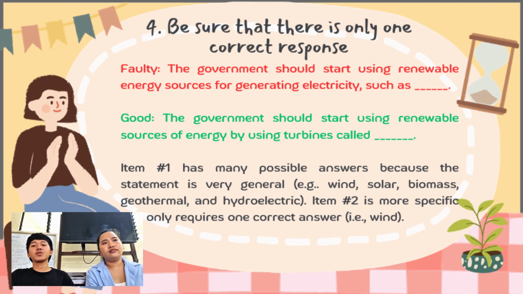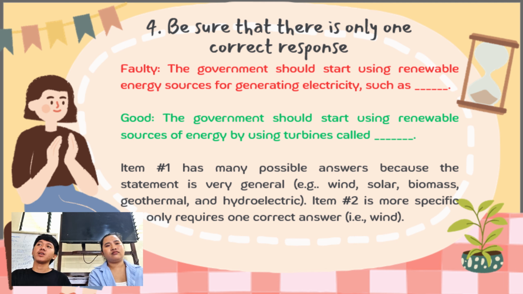Okay, so as we continue, number 4, be sure that there is only one correct response. So the faulty states that the government should start using renewable energy sources for generating electricity such as blank. So the good example is the government should start using renewable sources of energy by using turbines called blank. So the item number 1 has many possible answers because the statement is very general.